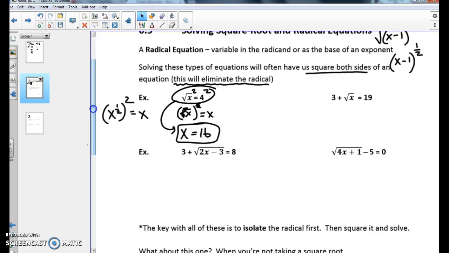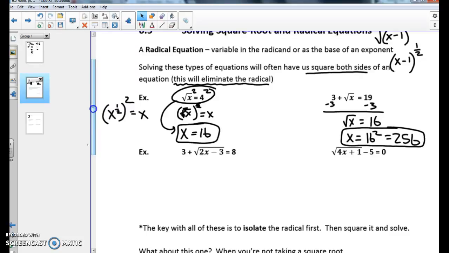3 plus square root of x equals 19. Same idea, except now first I want to subtract 3 from both sides. So now I've gotten the radical by itself. Now I can go ahead and square it. So when I square the left and the right, x is going to equal 16 squared, which equals, anyone? 256. Okay.